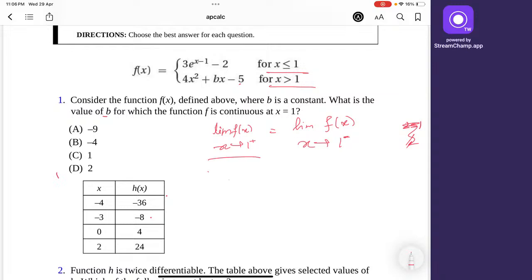So this is equal to 4 times 1 square plus b times 1 minus 5, and this is equal to 3 times e power 1 minus 1 minus 2. So this is 4 plus b minus 5, which is equal to 3 minus 2. b minus 1 is equal to 1, b is equal to 2. So the right answer is option D.